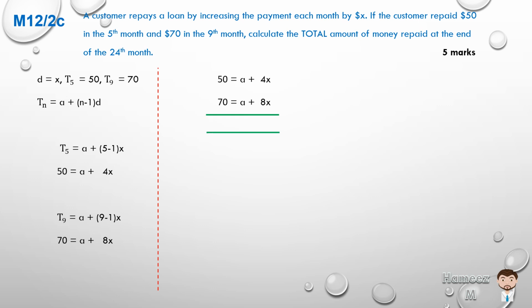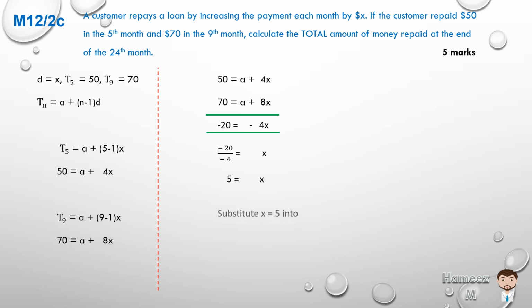If we subtract, we're going to get minus 20 is equal to minus 4X. As such, X is equal to minus 20 divided by minus 4, so X is equal to 5. That means that each month the common difference is 5. So it's increasing from 50 to 55, 55 to 60, 65 to 70.